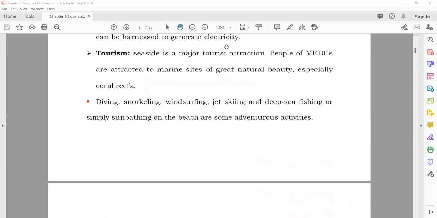After that, tourism. In a lot of countries, they are earning a lot of money from tourism related to the oceans. The best examples are the Maldives, Sri Lanka, and other countries which have small islands. Those islands all around have the ocean and they are getting millions of tourists every year. So in this way, the ocean also provides tourism. And from tourism, especially from economically developed countries, people come and live here and spend their time, and it generates a lot of revenue or income for the country which has these oceans.